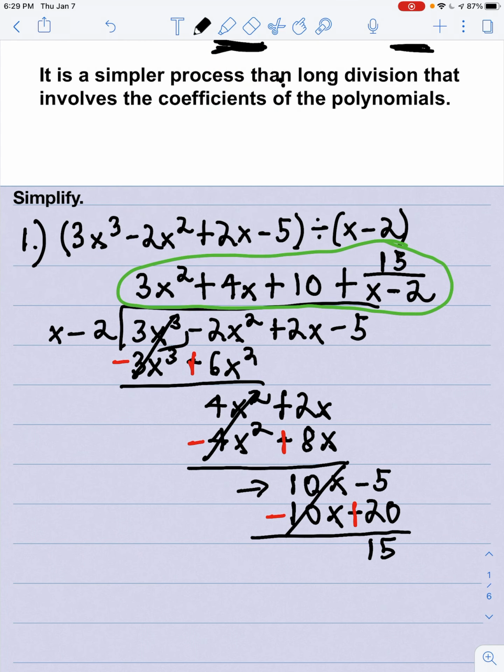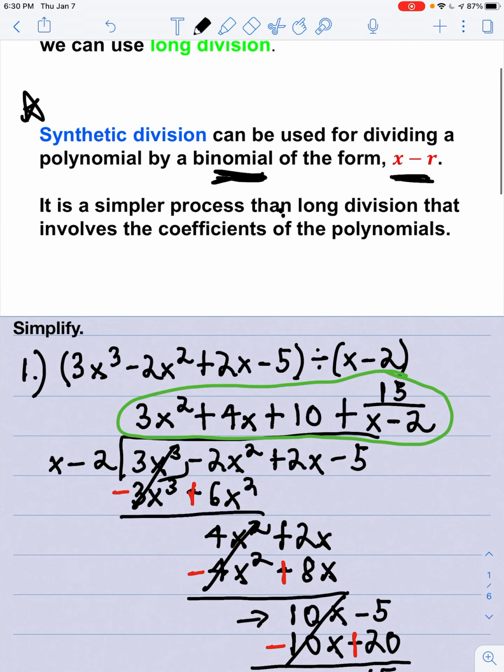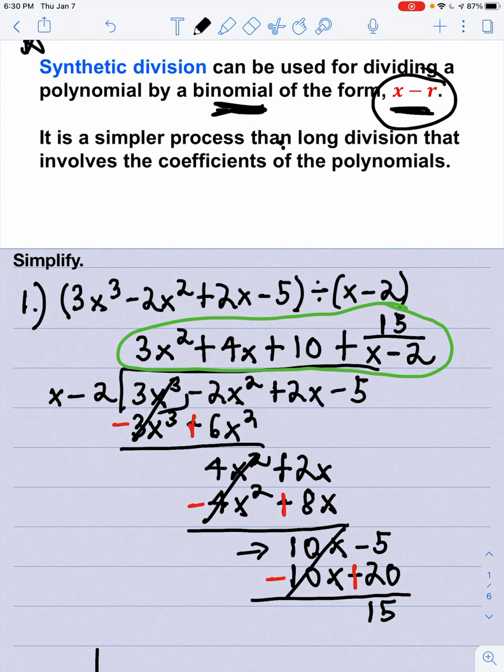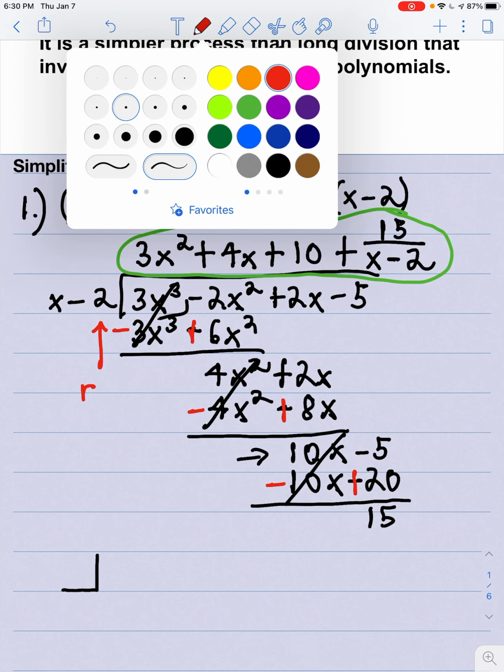The good news is that's not the only way we can divide. This is where synthetic division comes into play. So in synthetic division, we write a half box. And you might recall up in our notes that we use this x minus r, and we need to know the value of r. Well, in our problem, r would be the value of positive 2 right here. That would be r. And it's positive 2 because the operation is subtraction, and that's what we want.